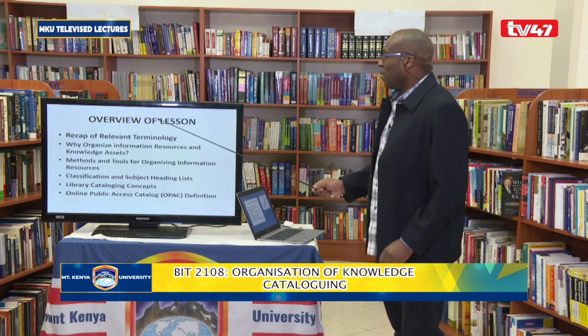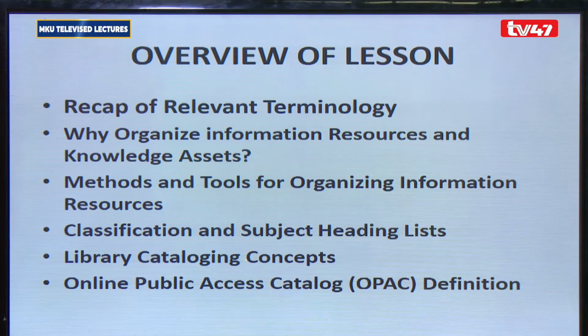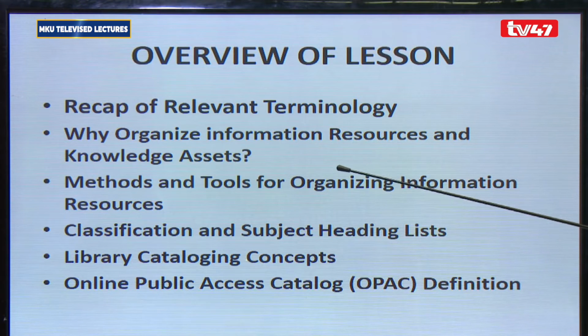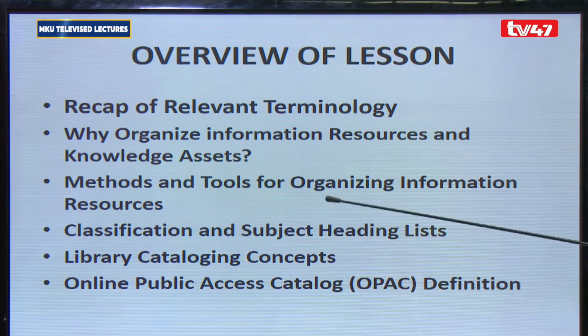As a lesson overview, we will recap the relevant terminology that is useful for this lesson. We'll see why it is necessary to organize information resources and knowledge assets. And then we'll look at methods and tools for organizing information resources. Then we look at classification and subject heading lists. Then penultimately, we'll look at library cataloging concepts, then finish with the online public access catalogs.